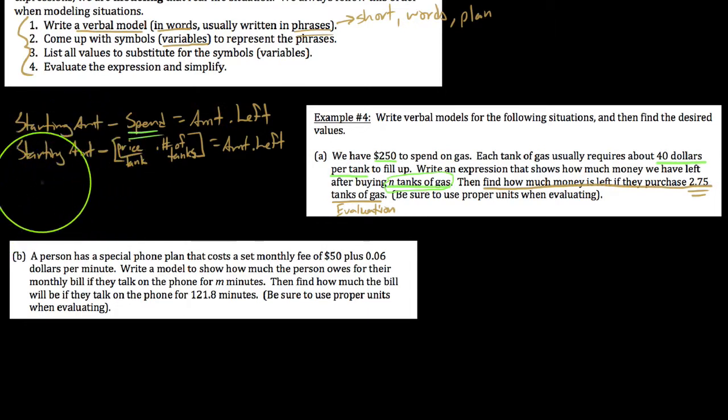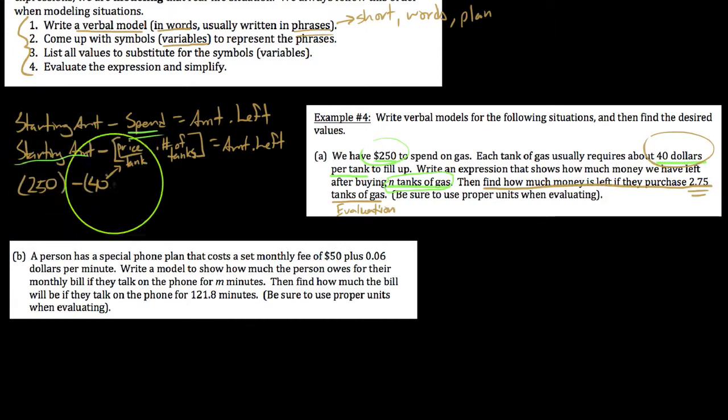Now we're going to throw in variable values. So when we say the starting amount here, do we know the starting amount? Is this a variable value or a fixed value? We know that this was $250. So we're going to rewrite this symbolically, and plug in what we know. So this would be $250 minus the price per tank. Now, do we know the price per tank? We knew the price per tank was $40. So $40 is now going to go in for this value here.